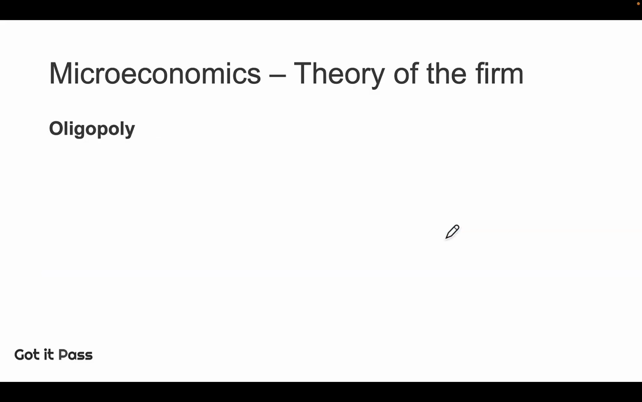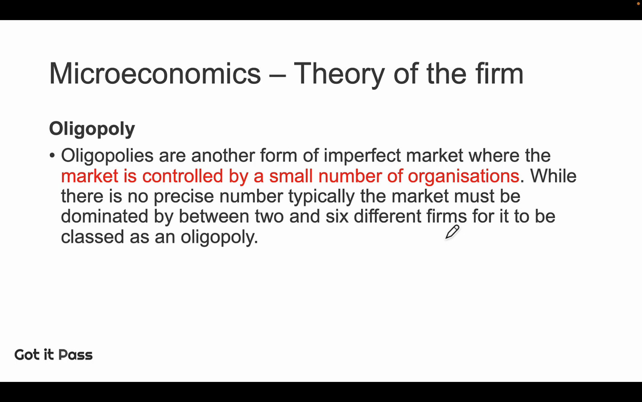And next, we will discuss oligopoly. The definition of oligopoly is here. Oligopolies are another form of imperfect market where the market is controlled by a small number of organizations. So here we are not talking about one organization or one company controlling the market. There are a few, maybe 2, 3, or 4, a small number of organizations controlling the market. While there is no precise number, in general we can say the number is between 2 and 6 different firms for it to be classed as an oligopoly.